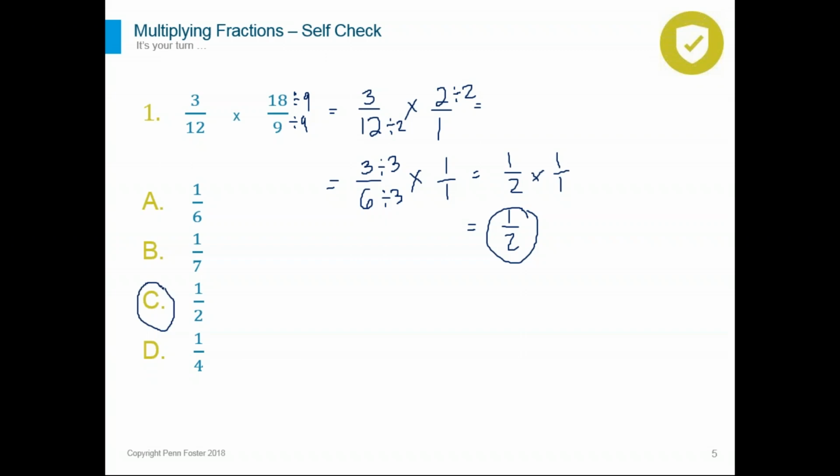If you got the answer correct, good job. If not, do not give up. Just go back to your steps and see why you did not get the correct answer.